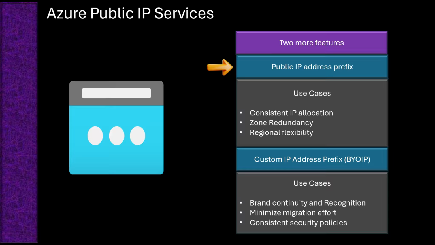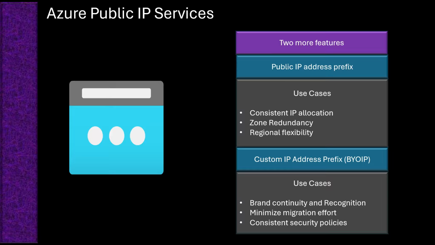To create a public IP address prefix, you specify the size of the prefix. That means the number of IP addresses in the range, its name, and any desired association with availability zones. Prefixes can include IPv4 or IPv6 addresses. In regions that support availability zones, these prefixes can be zone redundant. That means they can span across multiple zones or be bound to a specific zone to enhance fault tolerance.